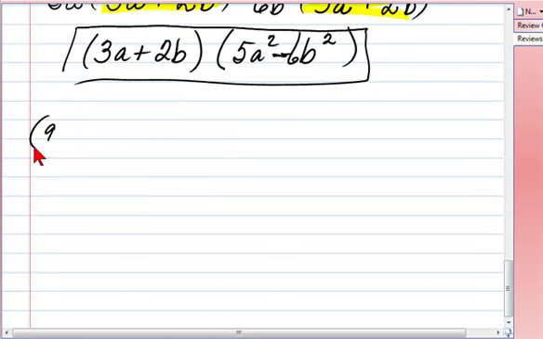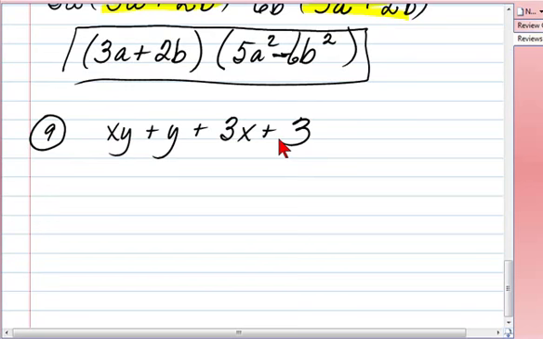Number 9. I have xy plus y plus 3x plus 3. Is there a common factor to all the terms? No. There are 4 terms, though, so I immediately think grouping. Now, it is just a coincidence that the 2 grouping problems came together on the review. They won't necessarily come in this order on the test.